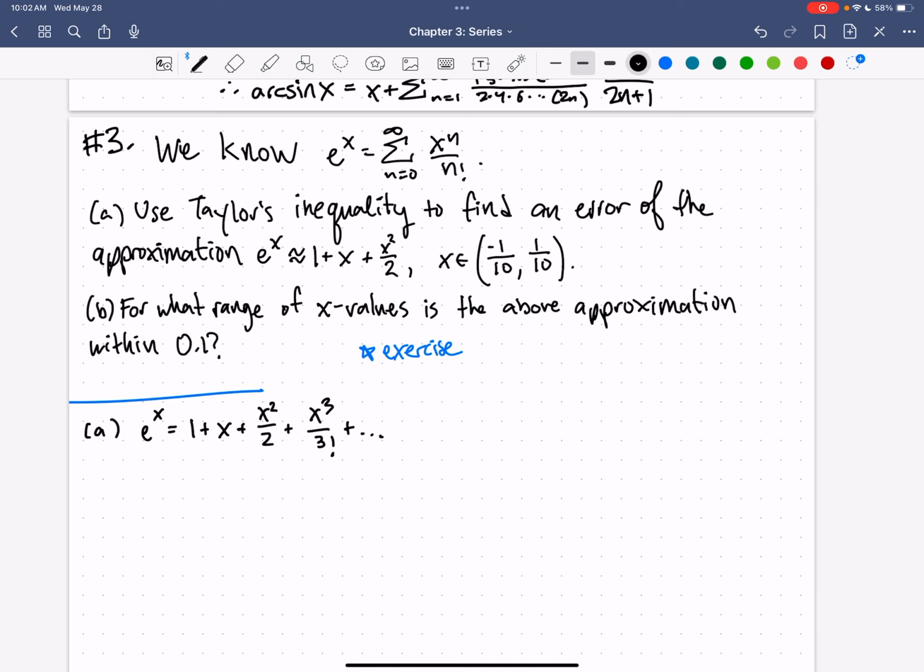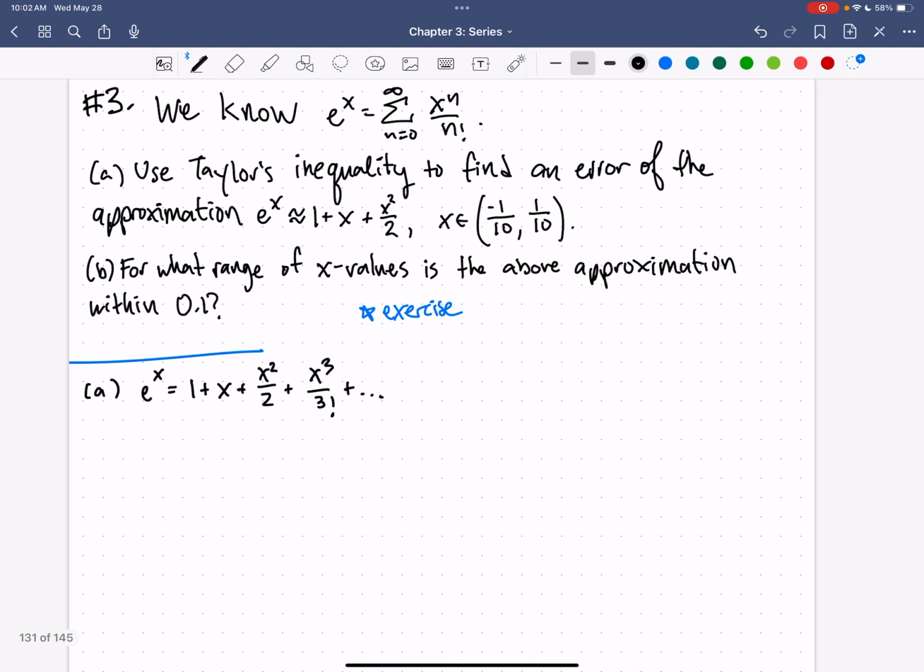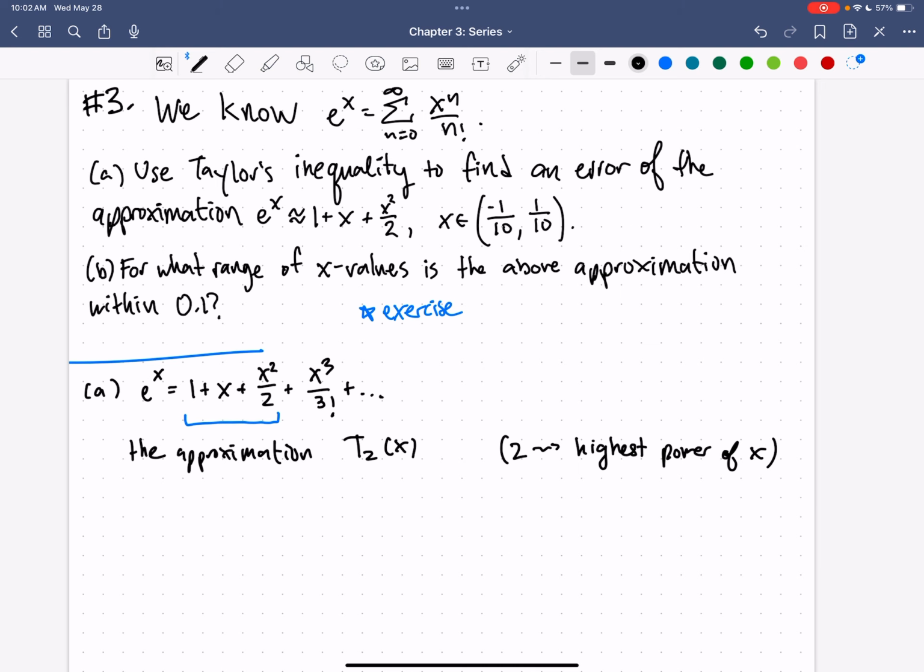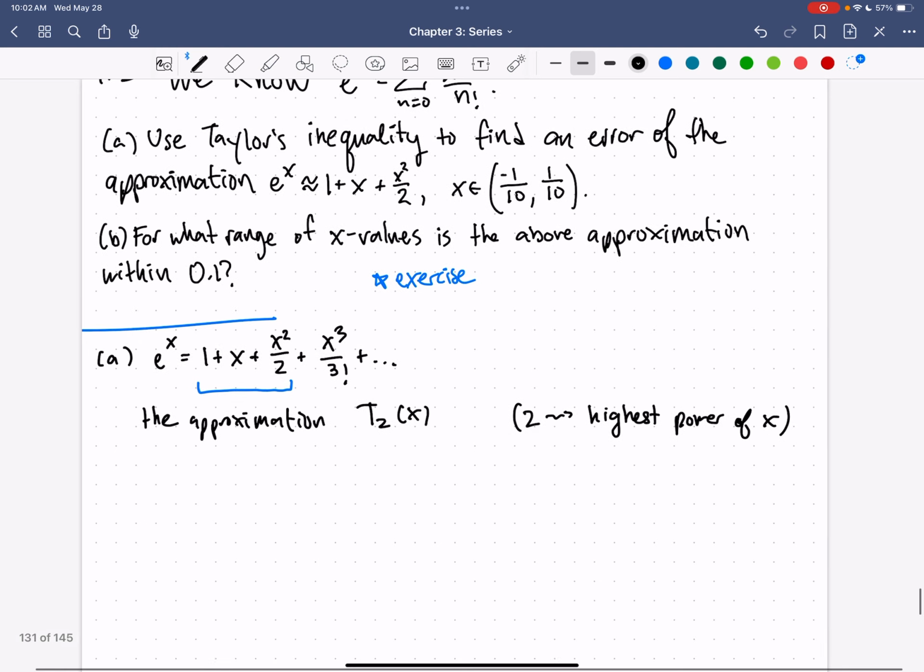So for part A, to start off with, I've just started kind of expanding out the series. And the approximation that we're given is just these first 3 terms. So the approximation being the first 3 terms is T2(x). Remember that the index means that it's the highest power of x in the polynomial. Although, we had that example with sine where we could go one more, but here, you couldn't do T3, we'd have to do T2.